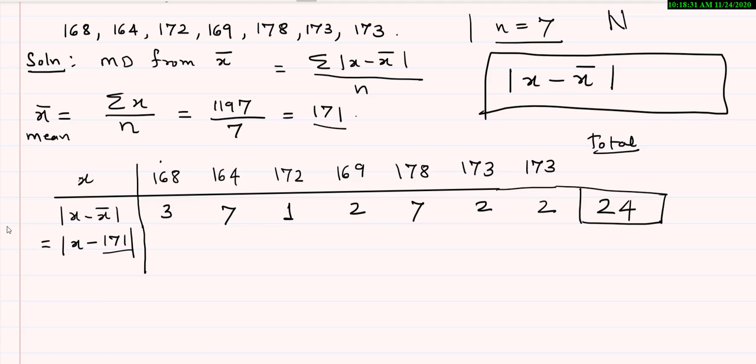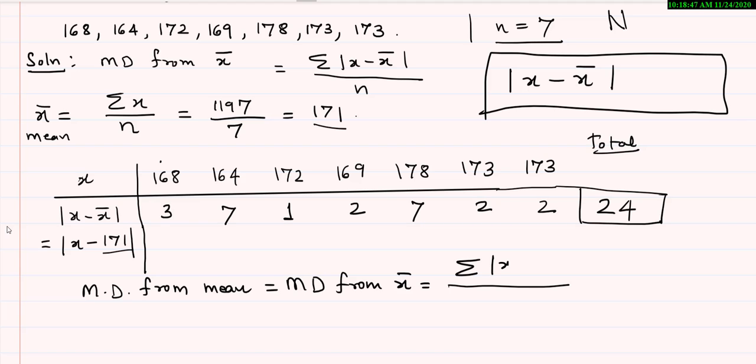And now the mean deviation formula is written again, mean deviation from mean, that is the same as mean deviation from x bar, and the formula is summation of mod of x minus x bar divided by n. The summation has come out to be 24, and divided by 7 gives me, on the calculator, the answer 3.43. The units are given, therefore it is centimeters. This is my final answer.